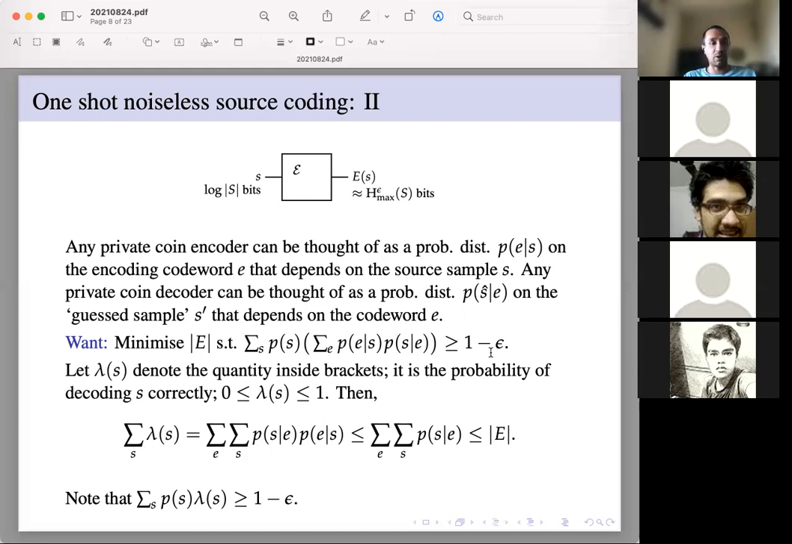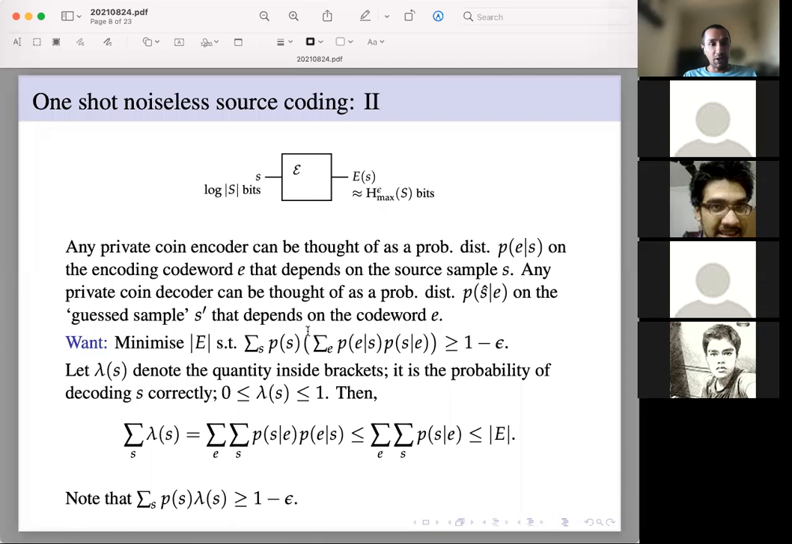So this is the overall joint problem. Is it clear to everybody? What's the joint probability of success? This has to be larger than 1 minus epsilon. And from here, I want to conclude that log of E is larger than H max epsilon S. So let us see how it goes.